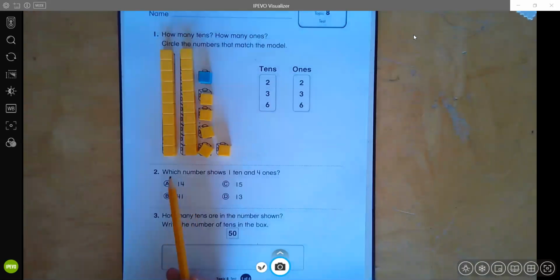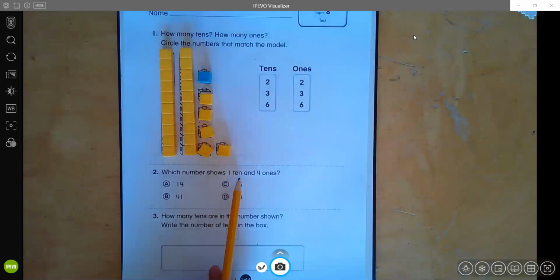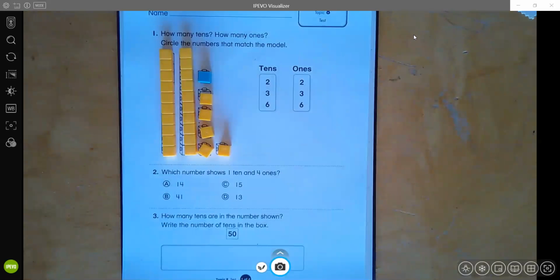Number 2, which number shows 1 ten and 4 ones? You have a bunch of different options here. A, 14, B, 41, C, 15, D, 13. Now, I'm not going to do the manipulatives for this one because if we were in class, I would tell you, you would have to show that number because it isn't drawn for you.